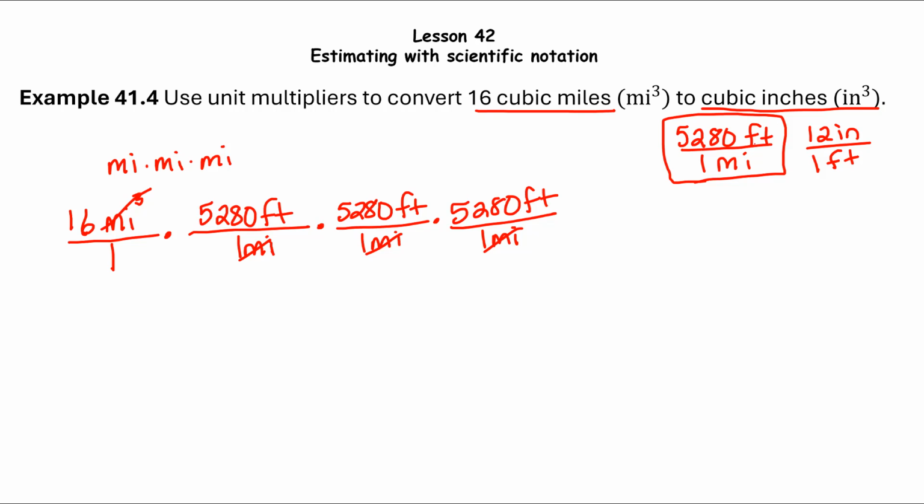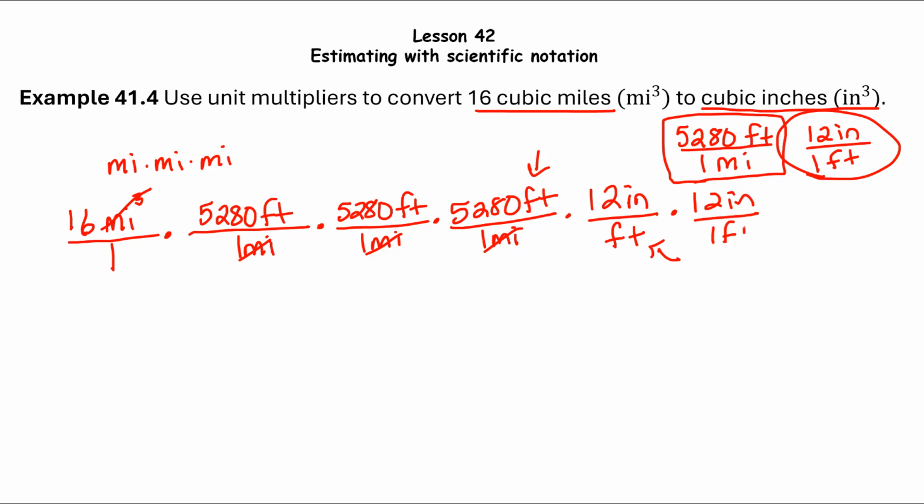All right, now I need to get to cubic inches because that's what the problem is asking me to do. So now I will change from feet to inches. Here is the unit multiplier I need to do that. So I will put the 12 inches on the top and I'll put the 1 foot on the bottom because I want the feet to cancel. And I've got feet on the top, so that means I need feet on the bottom to make them cancel. And again, I've got feet, feet, feet on the top, so I need to have feet, feet on the bottom. So 12 inches over 1 foot, and then 12 inches over 1 foot. So I have all of this.